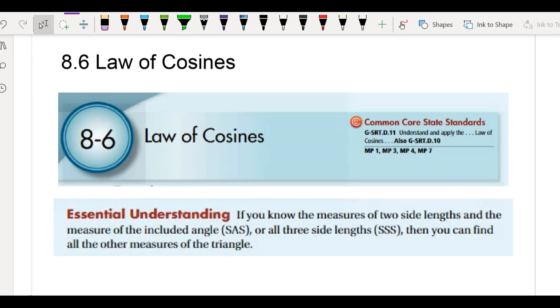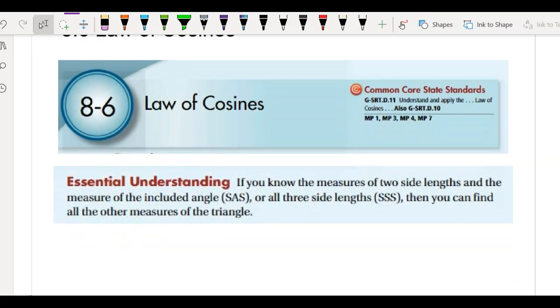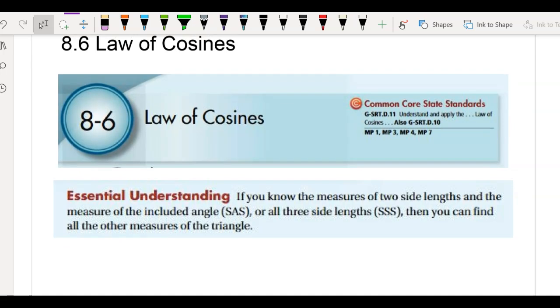Okay, this is 8.6, the law of cosines. So when we finish, I want you to be able to apply the law of cosines. One thing that's essential for you to understand is to know when you can use the law of cosines.